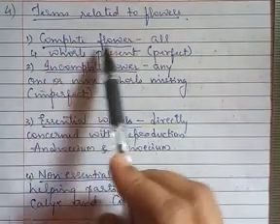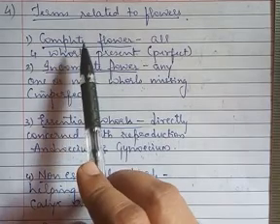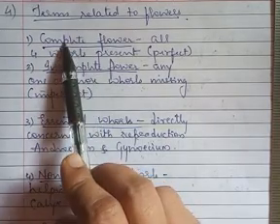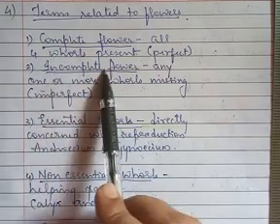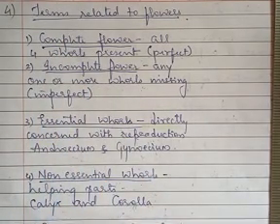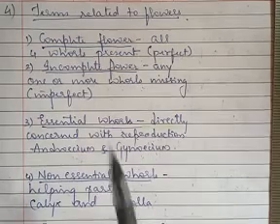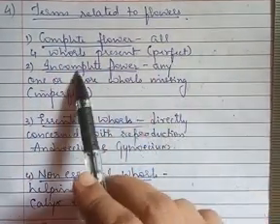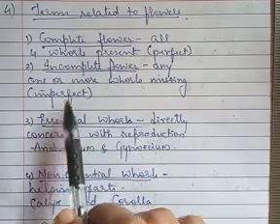Complete flower is one where all 4 whorls, androecium, gynoecium, calyx and corolla, are present. Such a flower is called a complete flower. An incomplete flower is one wherein one or more whorls of the flower are absent. Complete flower is also referred to as perfect flower, and incomplete flower is referred to as imperfect flower.